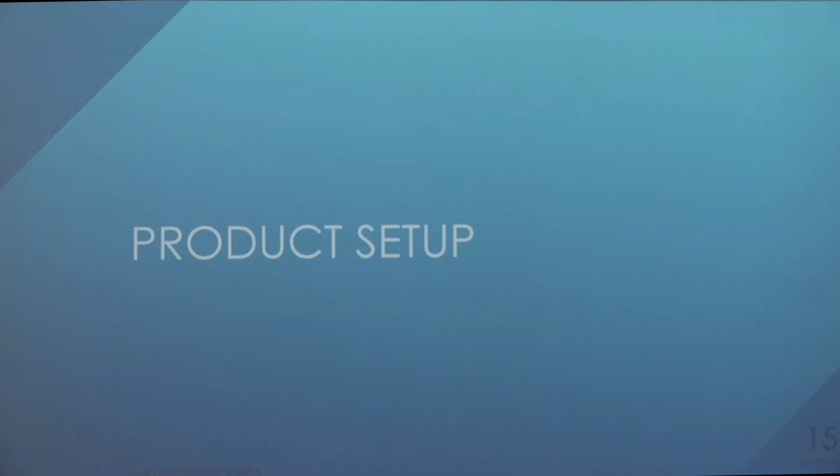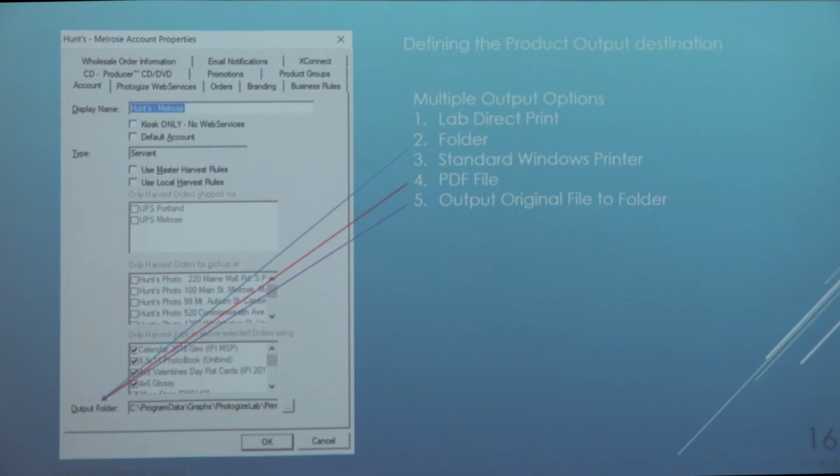All right, product setup, and make sure I cover the override here. Defining product output destination. You have five, and actually there's six. So I'll mention the six, but you don't have it. You have multiple output options. The first one is Lab Direct, and that's why I wanted to cover the Lab Direct setup first.